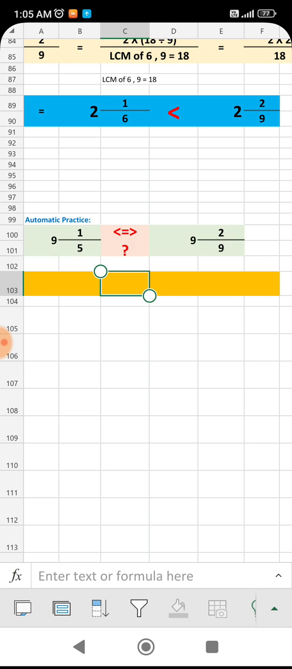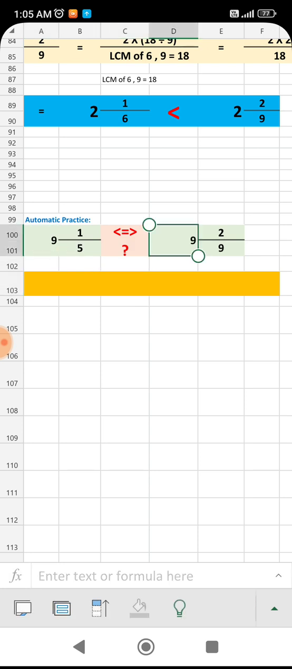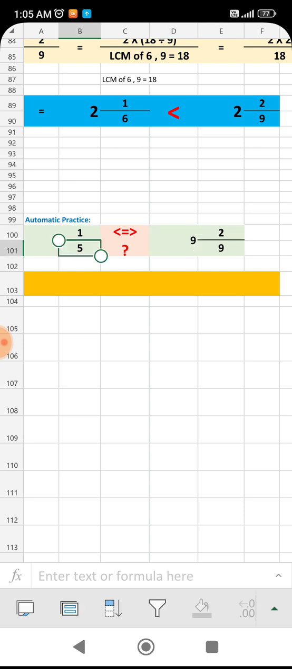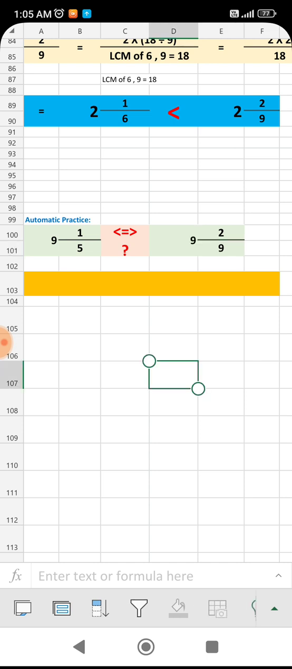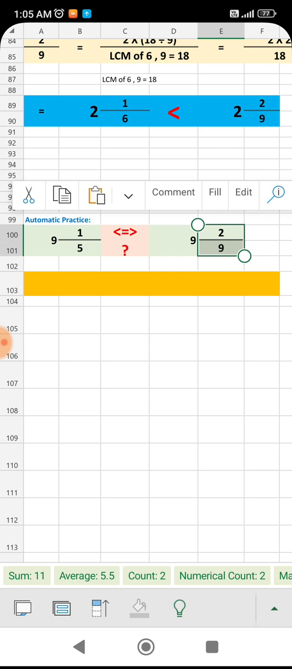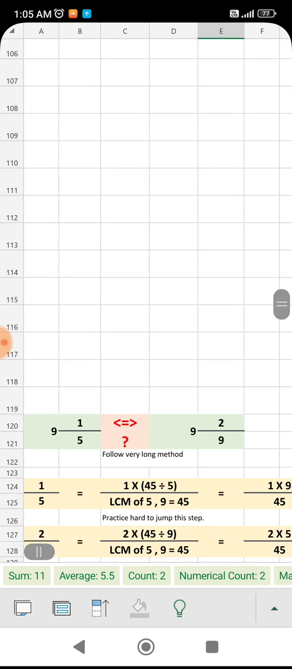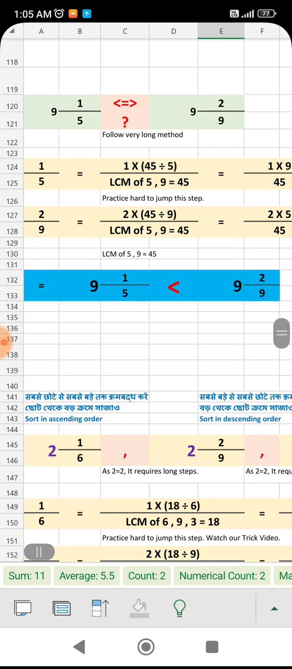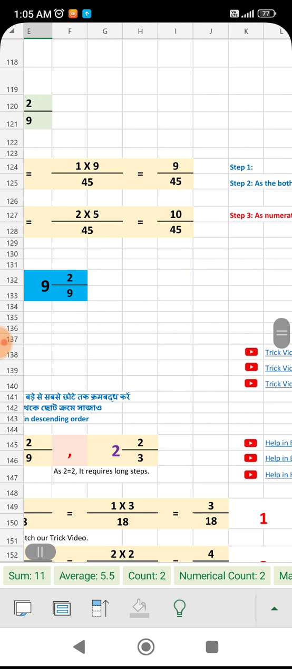Once again change. Now the integer part is equal. Numerators not equal. Denominators not equal. So what do we have to do? We have to go for case 4. That means the larger step. We have to calculate 1 by 5 and 2 by 9. Which one is larger? Okay. So calculate it in your copy and then at the bottom just check whether the answer is right or wrong. You can correct it yourself.